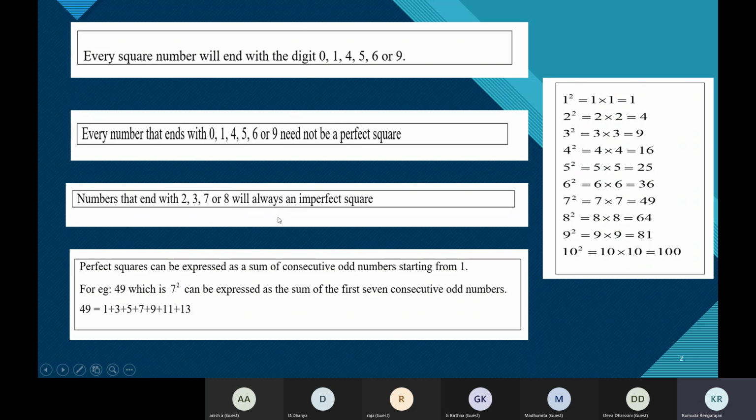I have explained the first 3 properties. I'll give you some time later. You can just read and understand better.